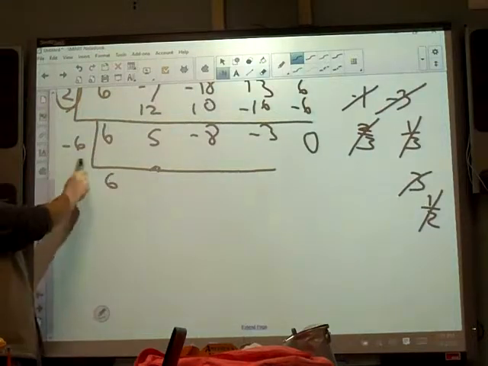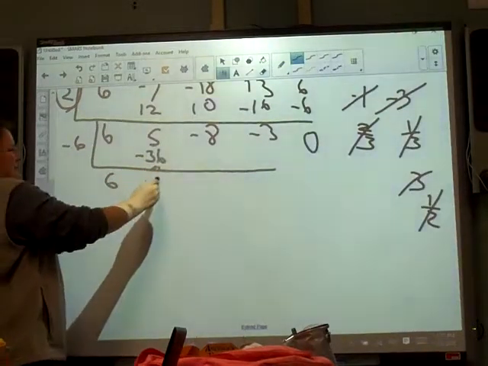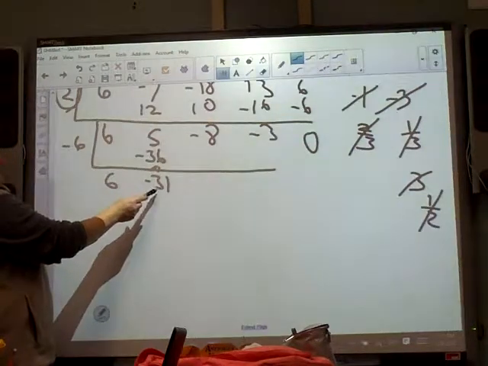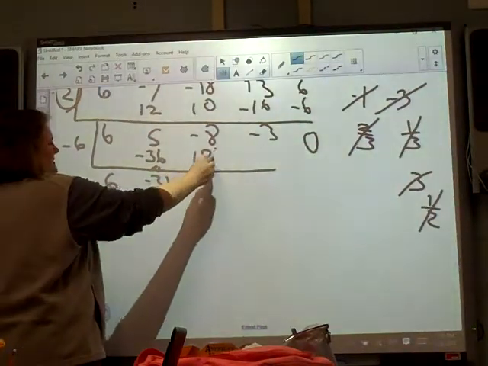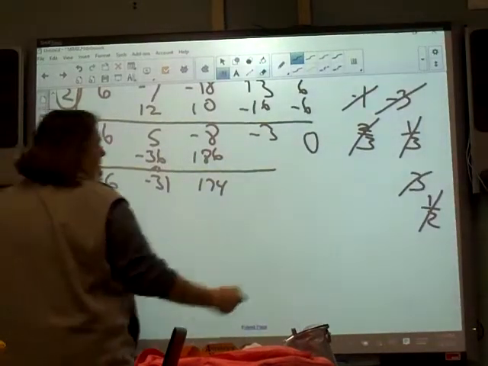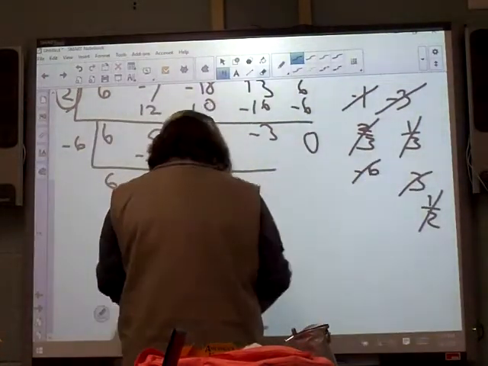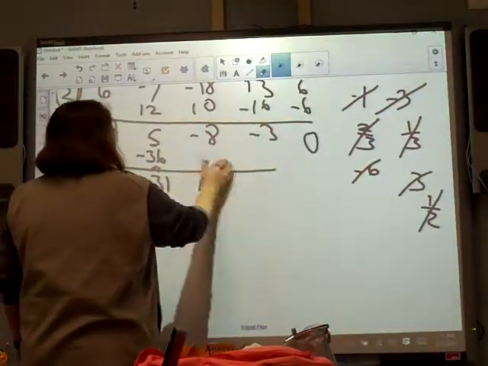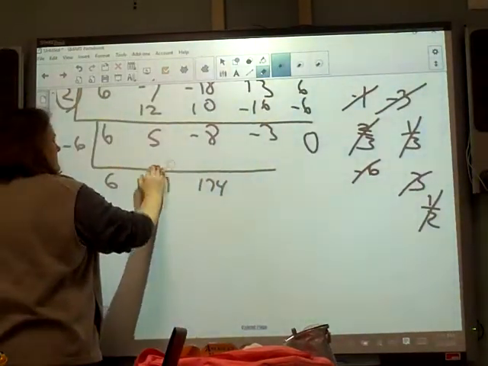6 minus 6, negative 36. That's negative 31. Starting off pretty high. That's 186. No, that is 174. That's not 3. So negative 6 is out. Let's try negative 2.